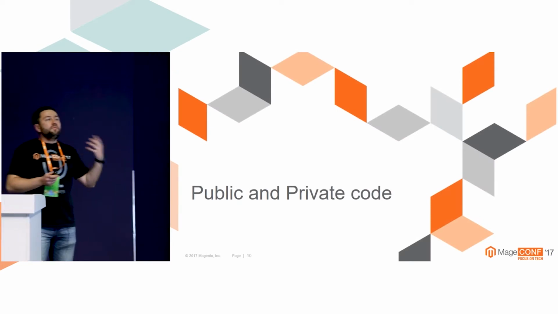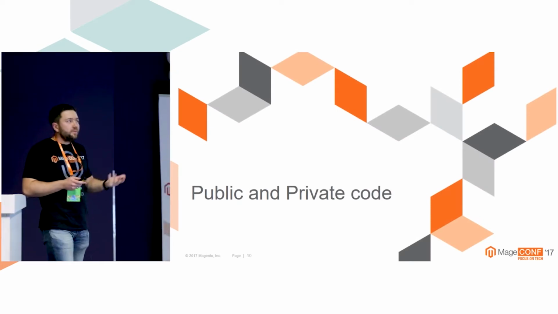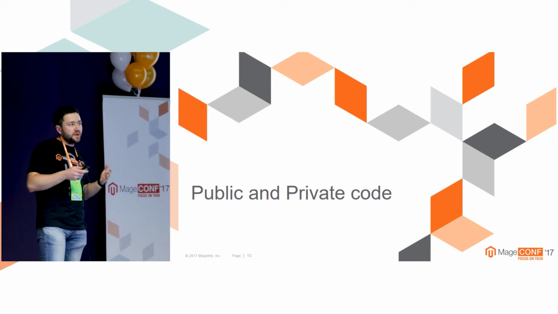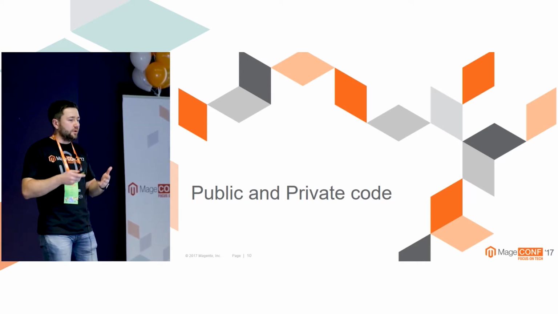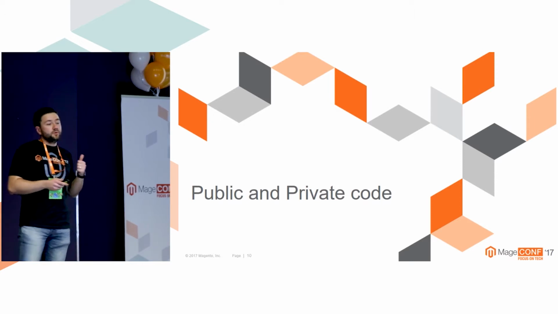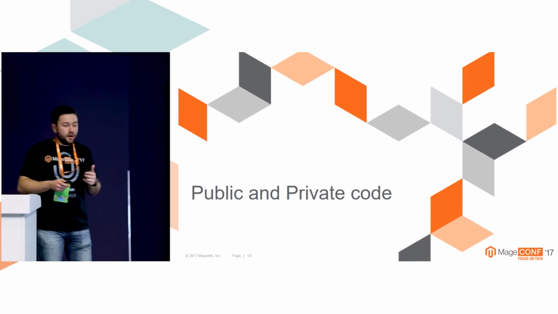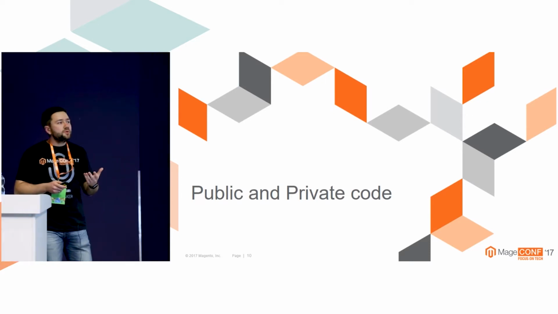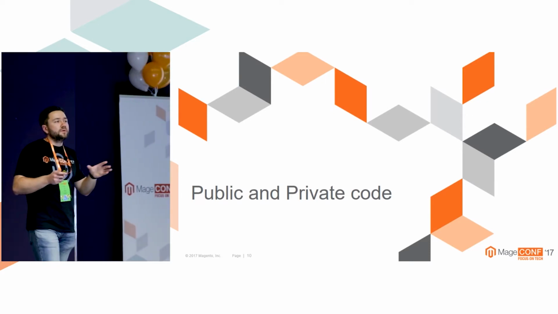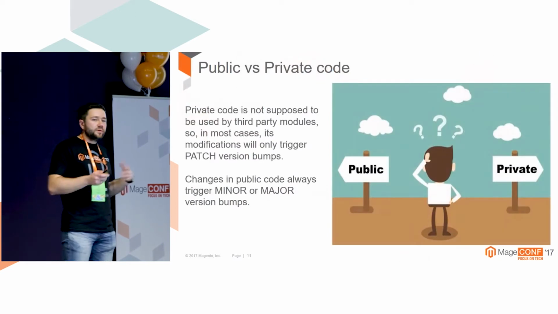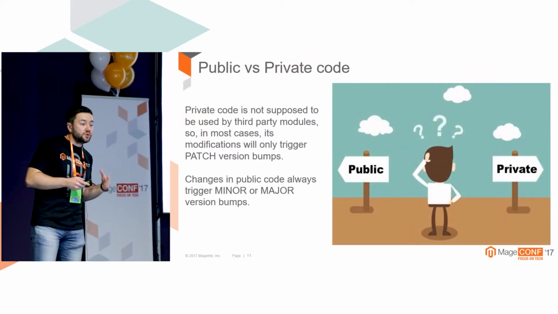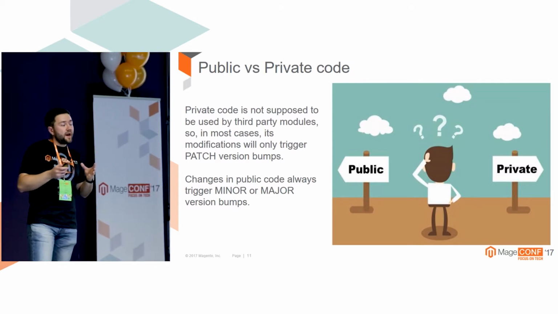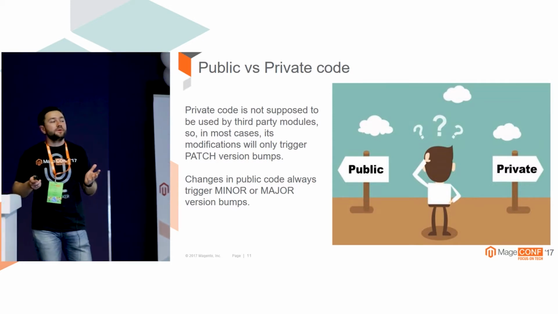And the worst thing is that you never know whether each particular patch update from Magento will break you or not. So what you need to do is use the API annotated classes. Here we come to the idea of public and private code. What's the difference between public and private code? The public code is marked with that API annotation, and private is not.